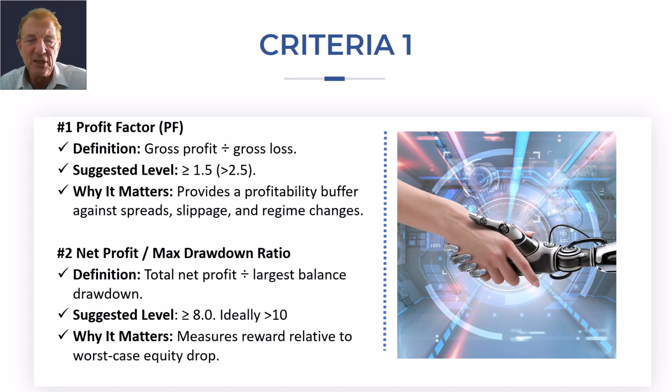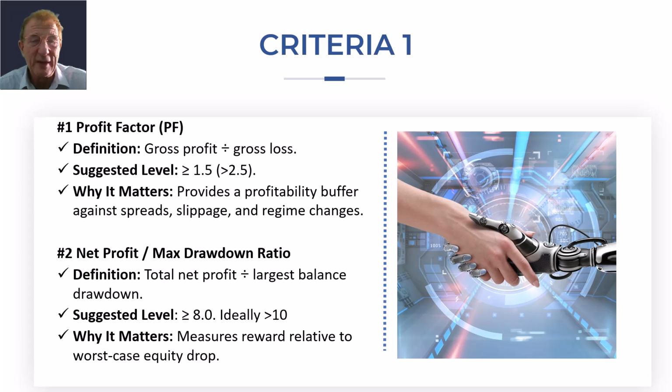The second is our net profit to maximum drawdown ratio. We look at our net profit, we divide that by our largest balance drawdown in dollar terms, looking for in excess of 8 times, ideally maybe even 10 times net profit to drawdown. Many of our EAs are significantly higher than that. But again, what we're trying to do is stack the likely disparity between backtest and live environments in our favor.